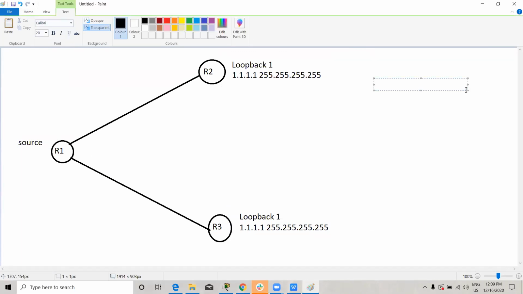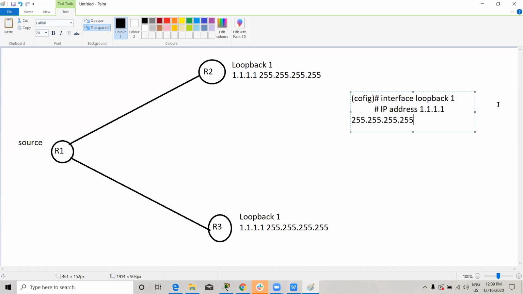Command for creating loopback: in global configuration mode, interface loopback 1, and then we give the IP address 1.1.1.1, then the subnet mask. Exit.